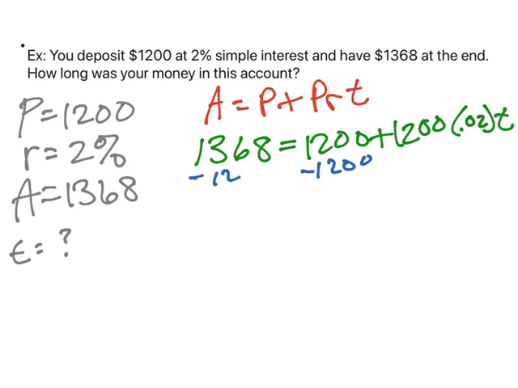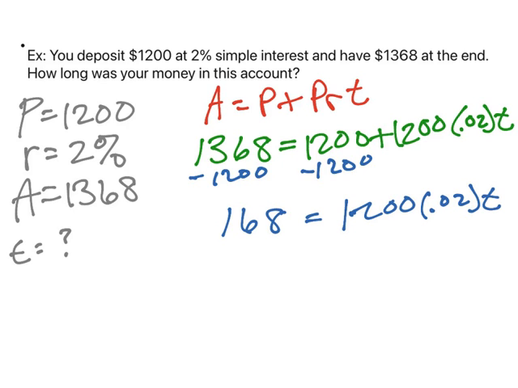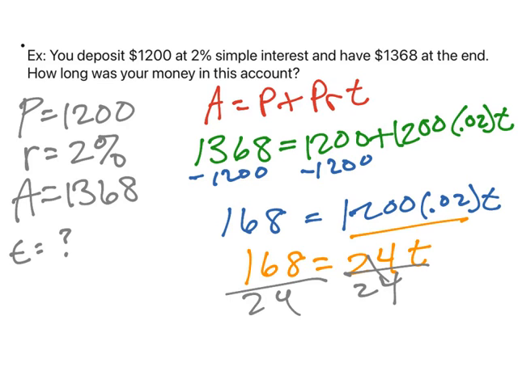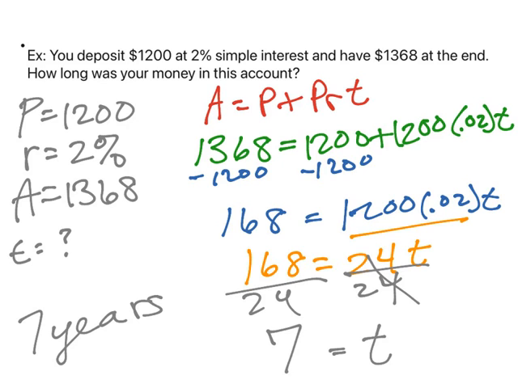Subtract the 1,200 from both sides. We get 168 equals 1,200 times 0.02 times T. So now I'm going to multiply the two pieces here, and I get 168 equals 24T. You have to divide both sides by 24. And when you do that, you come up with a nice and even 7. So the time, how long was it in there? 7 years. And that is playing with simple interest.